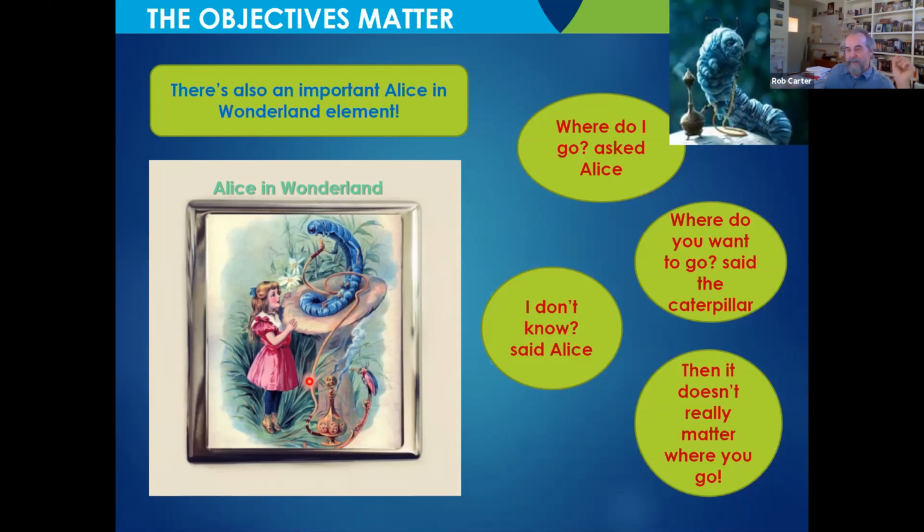But anyway, to come back to the story, Alice meets up with the blue caterpillar, and being lost in Wonderland, she says, well, where do I go? And the caterpillar says, well, where do you want to go? And Alice says, I don't know. And of course, the caterpillar says, then it doesn't really matter where you go, does it? It's a nice little illustration of the notion that economic efficiency is actually a derived concept. It depends upon what you're trying to achieve and what you want to get out of your use of resources.